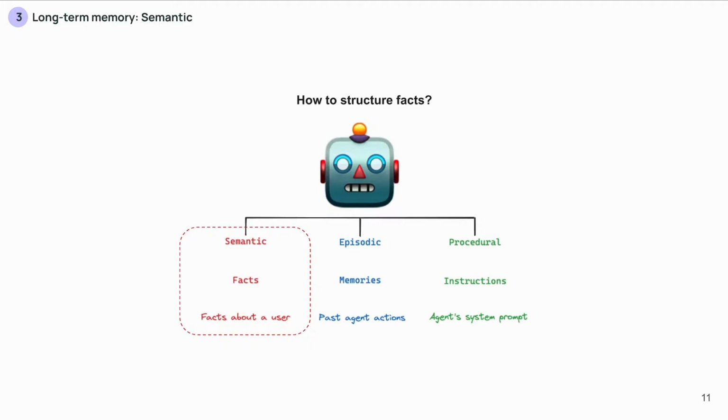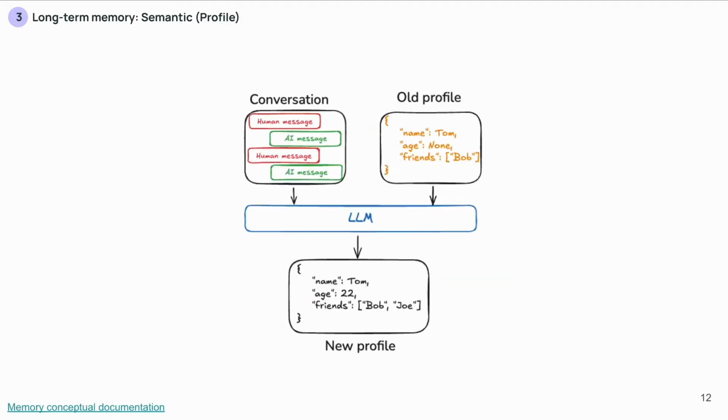First, for facts. How do you structure facts? Well, there are at least two ways to think about this. One can be you can structure facts as a single profile. For example, in the app that we talked about, it saved a user profile that contains some general information about me, like my family, my interests, where I live. And basically, as I converse with the chatbot, it can update that profile. That's the intuition behind semantic memory being managed in a single profile.